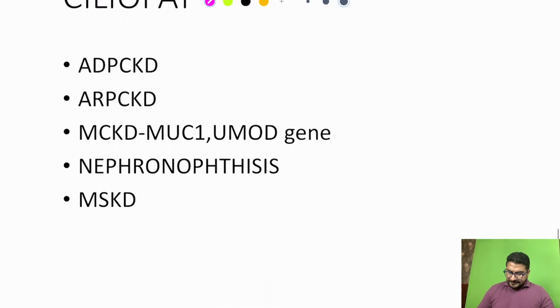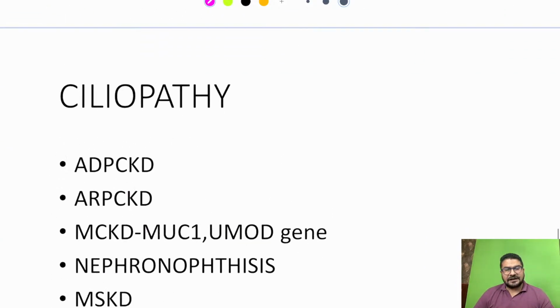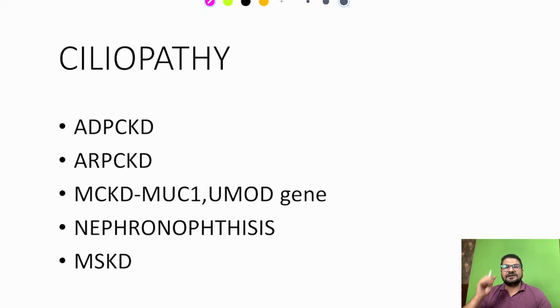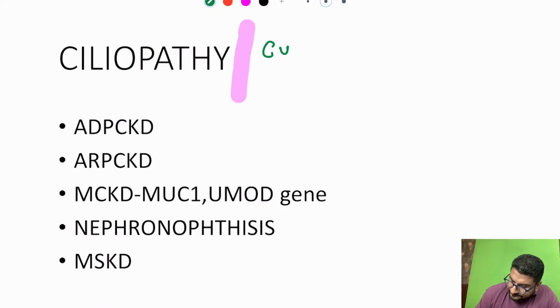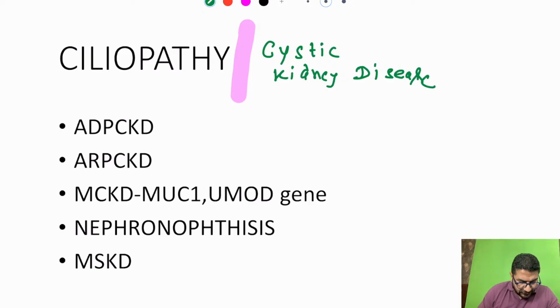Then let's talk about kidney diseases one by one. One of the common diseases they ask in exam is ciliopathy. Ciliopathy means defects in cilia, and because of defective cilia you can see formation of cysts in the kidney. So we also call them cystic kidney disease. Now try to understand what is important in cystic kidney disease.